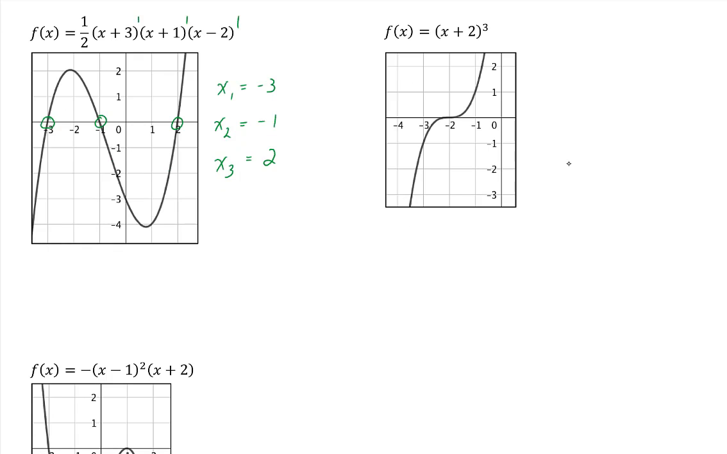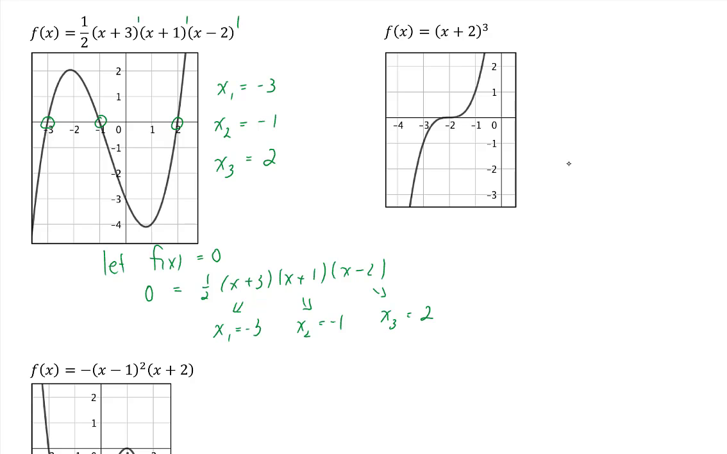Again, we can go and solve for each of these zeros, so we can let f of x equal 0, and that gives us 0 equals 1/2 times (x plus 3), (x plus 1), and (x minus 2). If we set each factor equal to 0, I'm going to get x1 is equal to negative 3, x2 is equal to negative 1, and x3 is equal to positive 2.